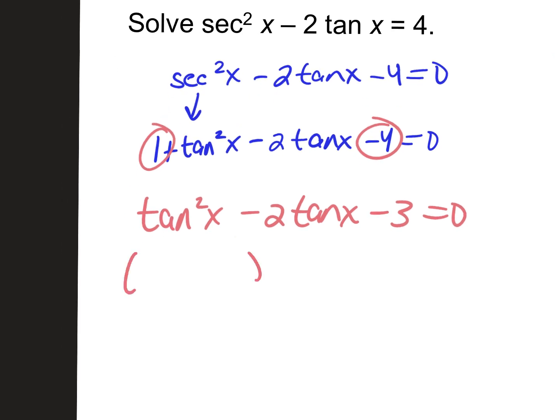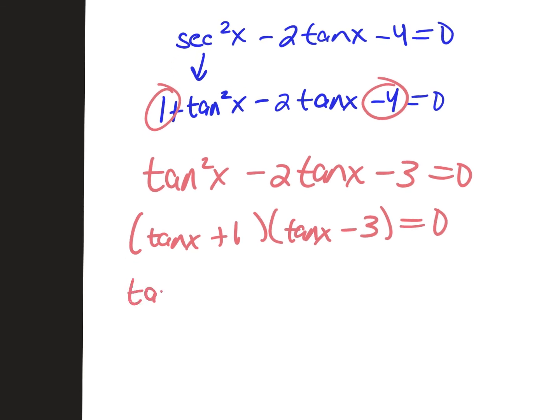So let's factor. What times what is going to give me tangent squared? Tan and tan. My a term is 1, so this is super easy. What times what gives me a negative 3 when I multiply, but a negative 2 when I add? Plus 1, right? And minus 3. Everybody with me? Okay. So I'm now going to say, okay, fine. I have tangent of x plus 1 equals 0. And I have the tangent of x minus 3 equals 0. Solve both sides. Subtract 1.